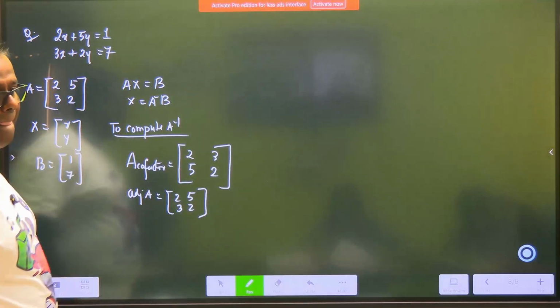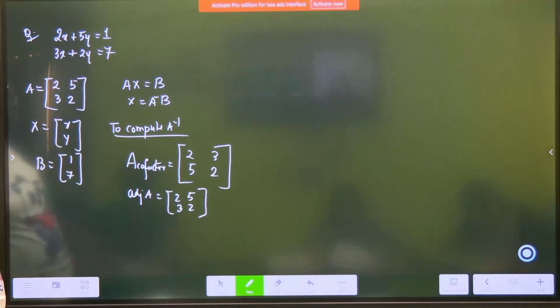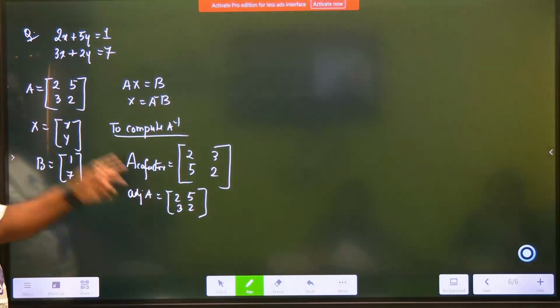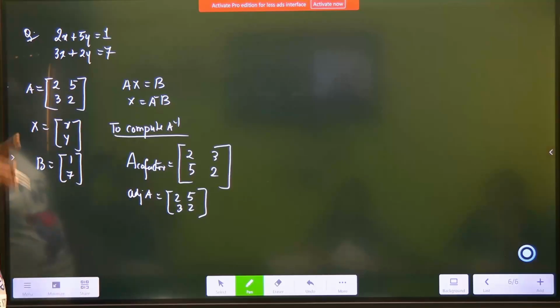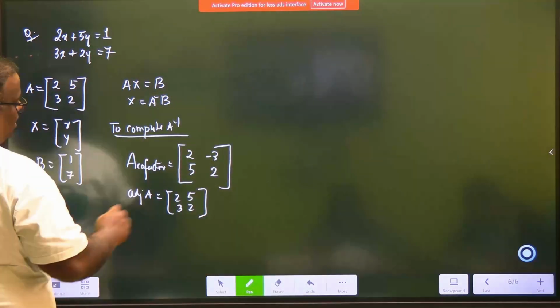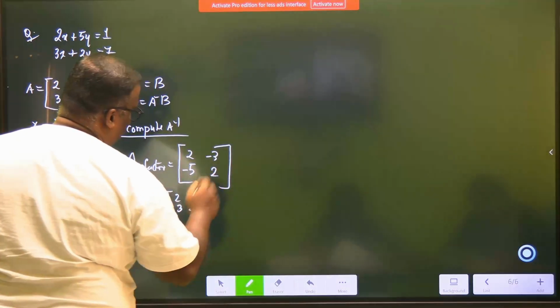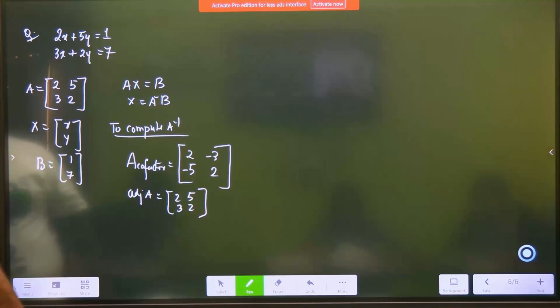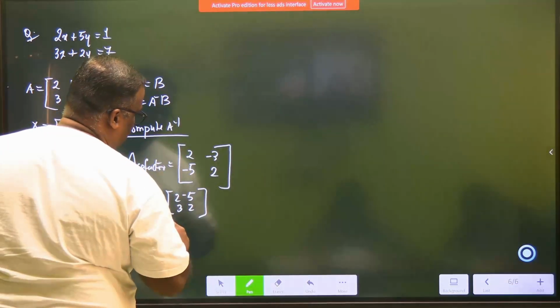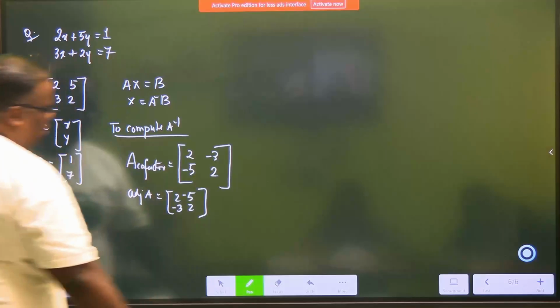Same. Similar. But one thing you did not take care. How can the adjoint and the matrix be the same? The signs you did not take care. So it is 2. For 5, it will become a negative 3. Here it will become a negative 5 and 2 retains 2. So it would be 2, negative 5 and negative 3, 2.